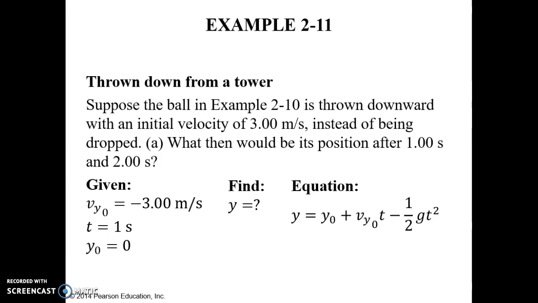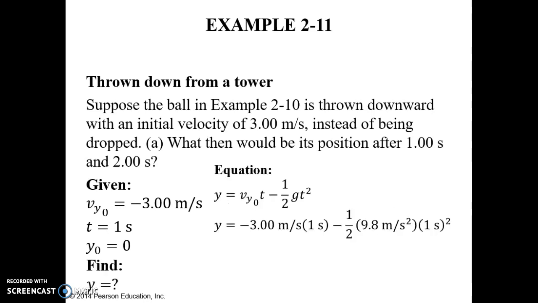We'll use the same equation, and now we just need to cross out any variables that equal 0, which in this case is just y naught. So now this equation can be reduced, and then we just need to plug and chug. Take careful note of how the negative signs are applied in this equation.